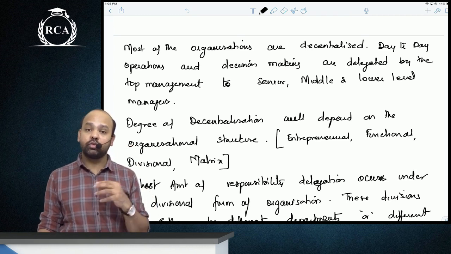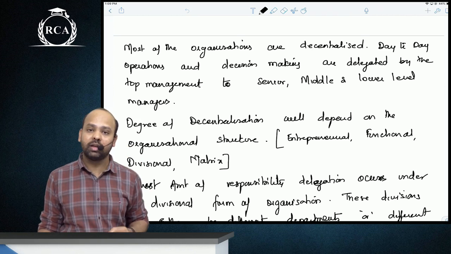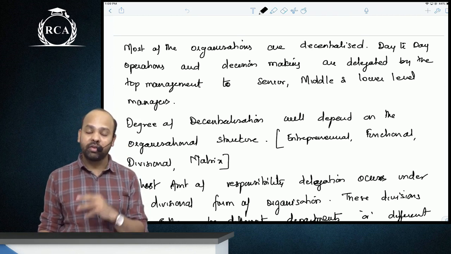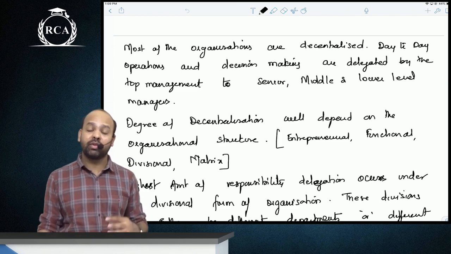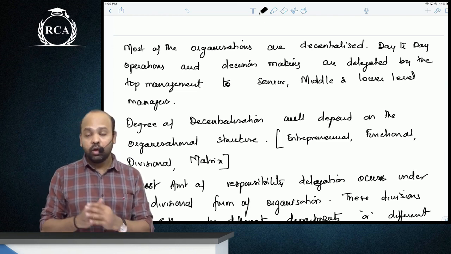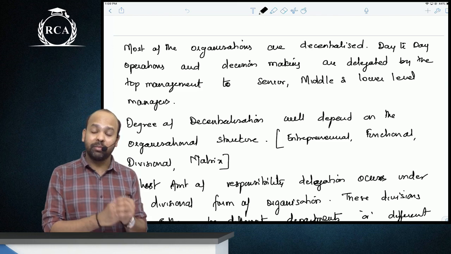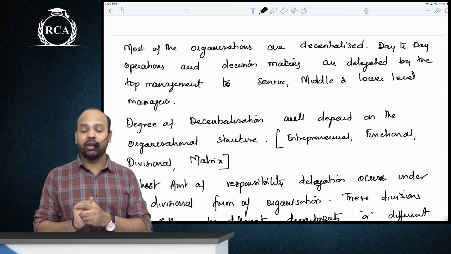Then we should know what kind of responsibility centers they are. Are they cost centers? Are they profit centers? Are they revenue centers? Are they investment centers? Only if you know what is the amount of responsibility that has been given to them, you will know how you should be evaluating performances.